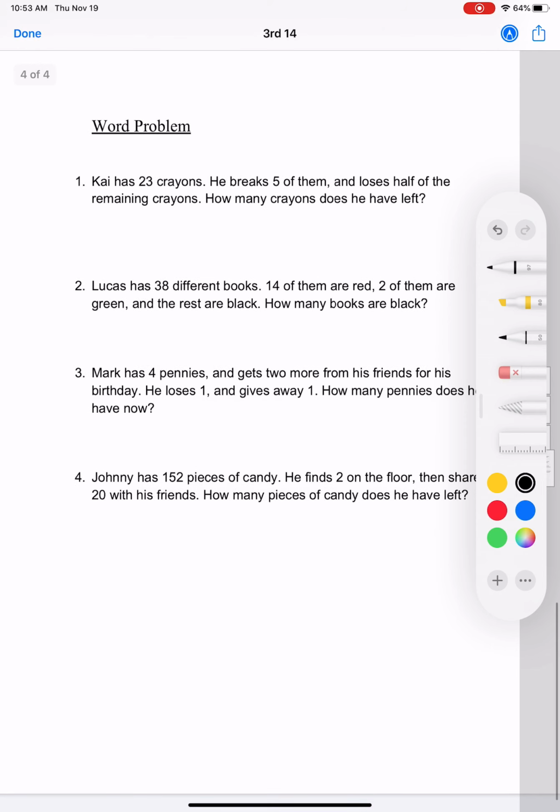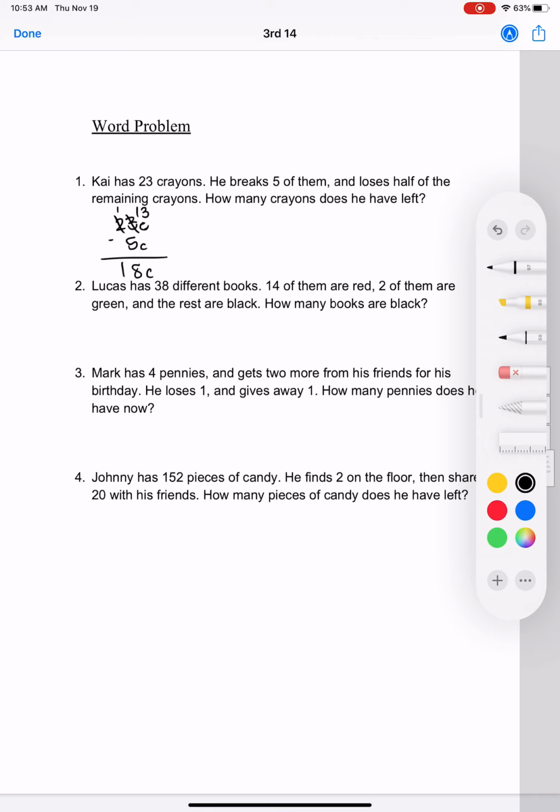Okay, last word problems. Kai has 23 crayons. He breaks 5 of them and loses half of the remaining crayons. How many crayons does he have left? Okay, so he originally has a total of 23 crayons, so we'll label that with a C, and he breaks 5 of them. So 23 minus 5 crayons. 3 minus 5, you can't do that, so you change this into a 13 by bringing a 10 over. 13 minus 5 is now possible, which is 8, and you just bring down the 1, so 18 crayons.